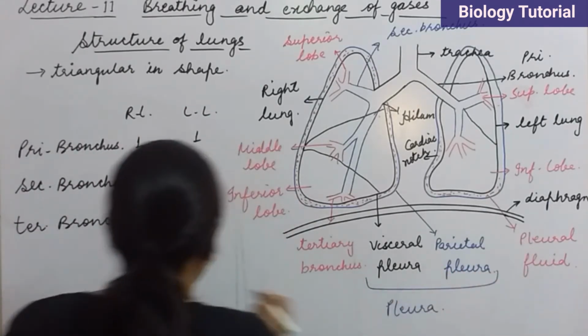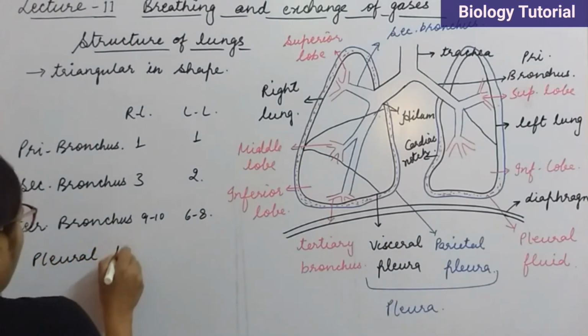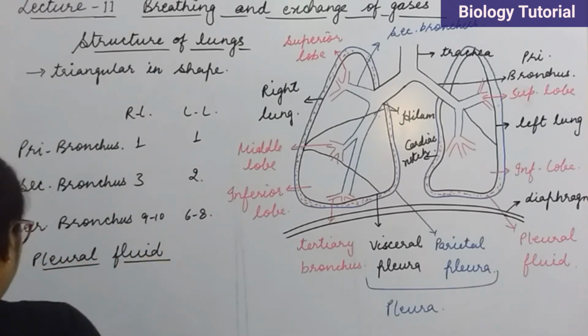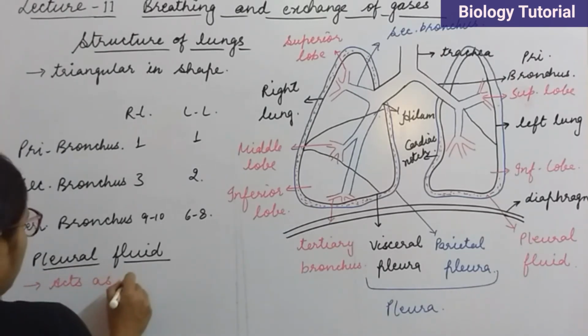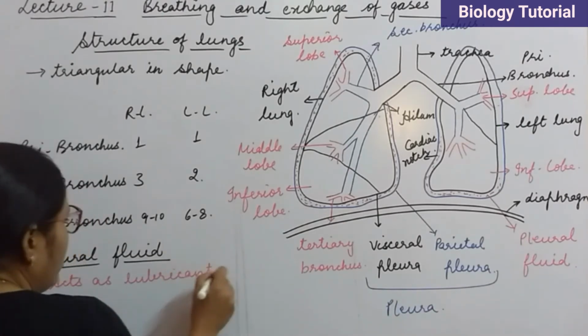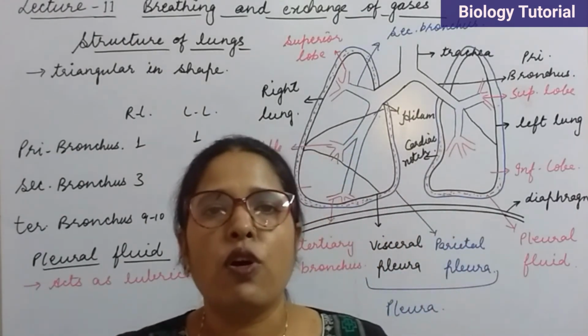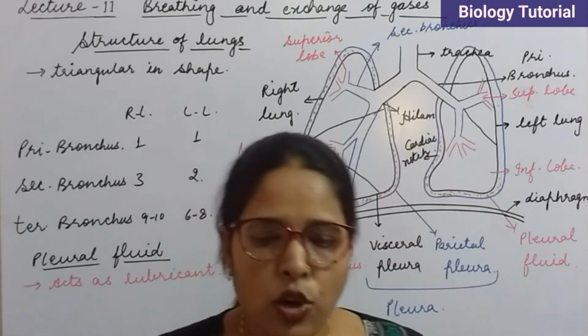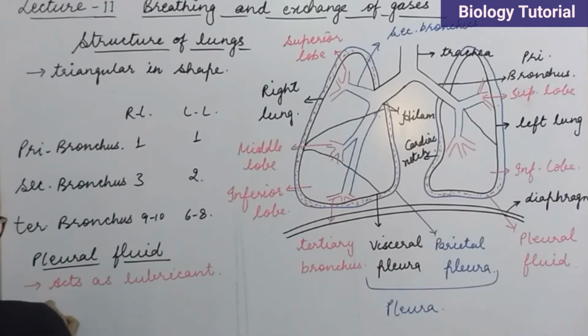So here are the functions of pleural fluid. I am writing the functions of pleural fluid. First important function, it acts as lubricant. Clear? So it lubricates the lungs. When the lungs are going to relax and contract, it acts as a lubricant. Second one, it protects the lungs from mechanical shocks.